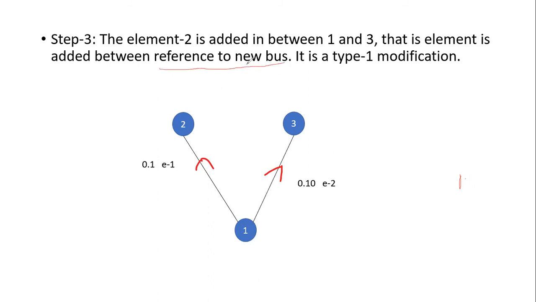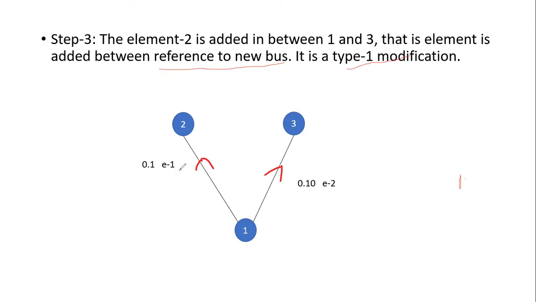Okay, this type of modification is known as the type 1 modification. What is the type 1 modification? The element is added in between the reference and a new bus. In this case, what is the reference bus? That is 1. What is the new bus? That is 3.